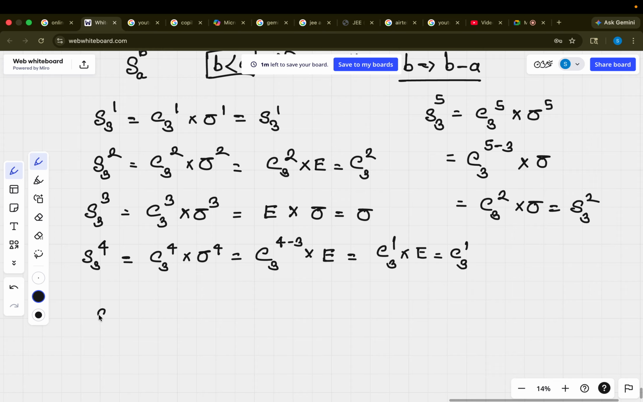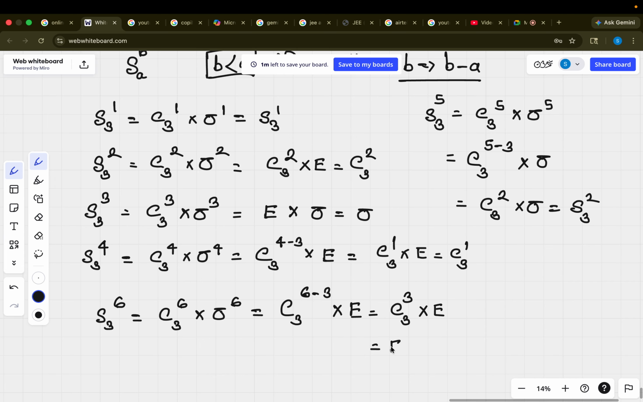And another thing left, so S3 6. That will be C3 6 into sigma 6, right? C3 6 into sigma 6. Now this C3 6, so basically you can write C3 into 6 minus 3, and sigma to the power even means identical. So basically what I am getting is C3 3 into identical, and C3 3 means it is also identical into identical, so you are getting identical.